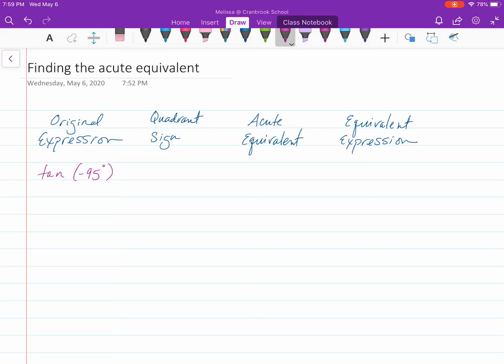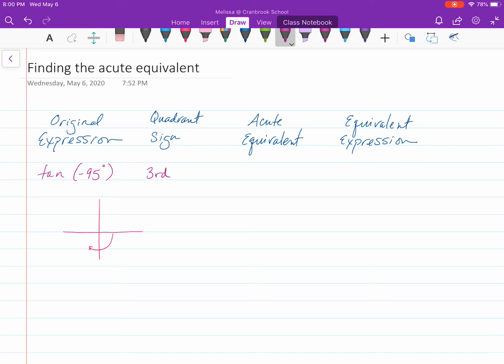So knowing that negative 95, when we think about our unit circle, and we go anti-clockwise from the positive y-axis, it's going to take us into the third quadrant. So the quadrant is the third.